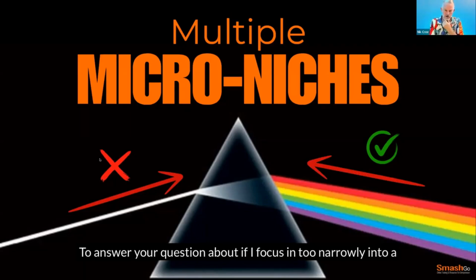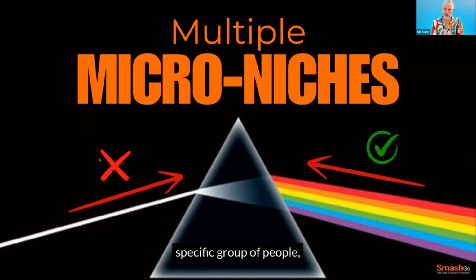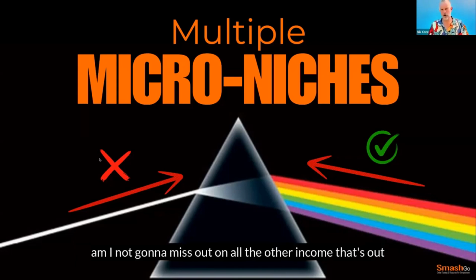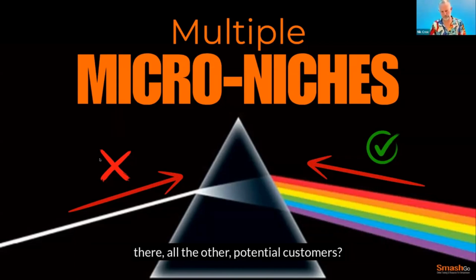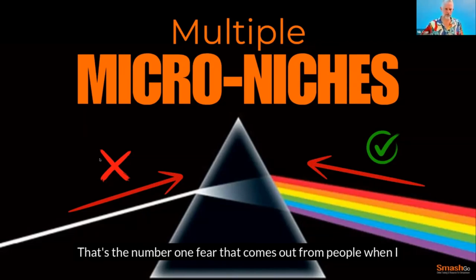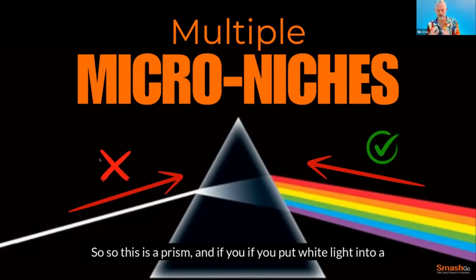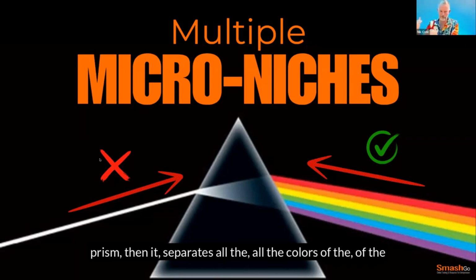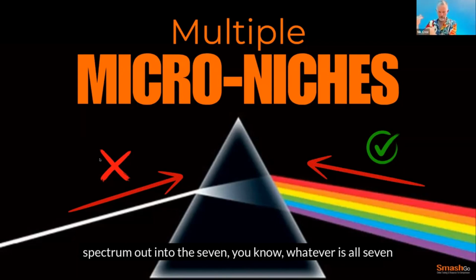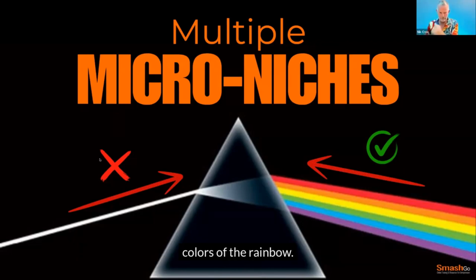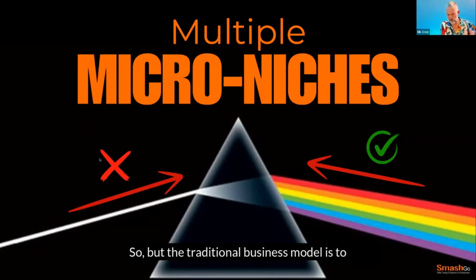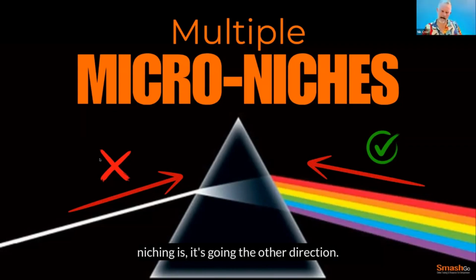To answer your question about if I focus in too narrowly into a specific group of people, am I not going to miss out on all the other income that's out there, all the other potential customers? That's the number one fear that comes out from people when I talk about micro niching. And the traditional way of marketing a business is that arrow from left to right. So this is a prism, and if you put white light into a prism, then it separates all the colors of the spectrum out into the 7 colors of the rainbow. But the traditional business model is to try and target everything. So the white light. What micro niching is, it's going the other direction.